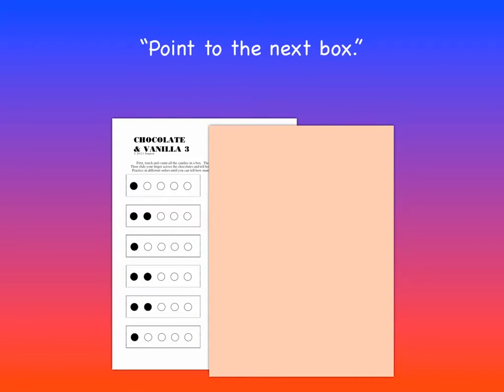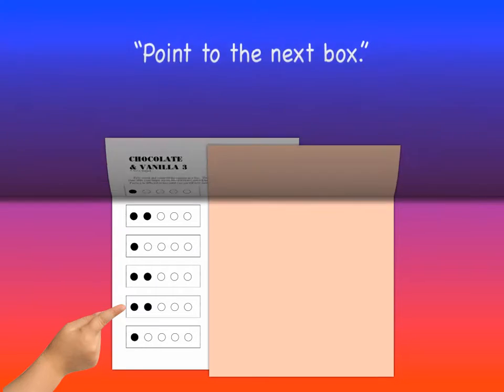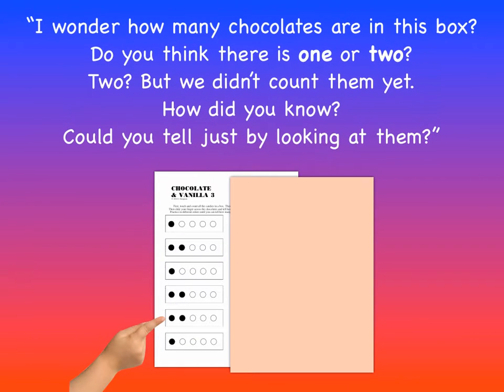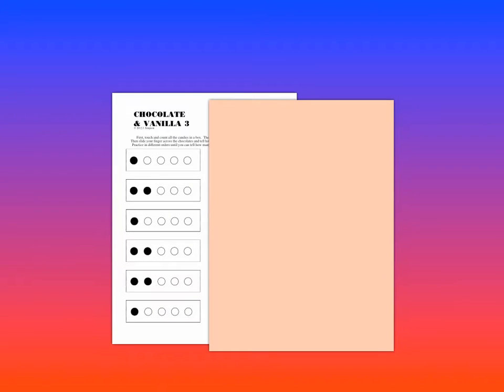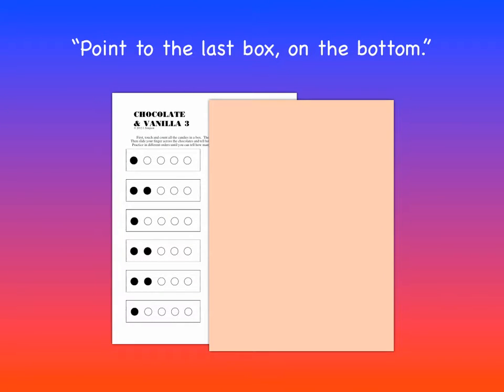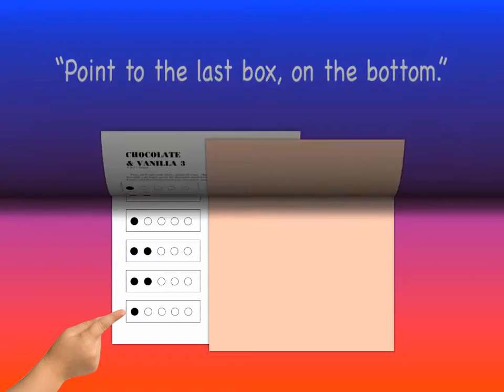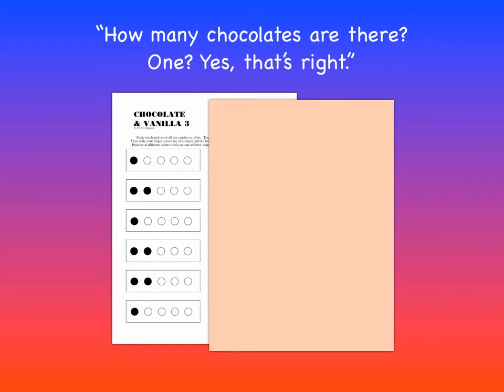Point to the next box. I wonder how many chocolates are in this box. Do you think there's 1 or 2? 2? But we didn't count them yet. How did you know? Could you tell just by looking at them? Point to the last box on the bottom. How many chocolates are there? 1? Yes, that's right.